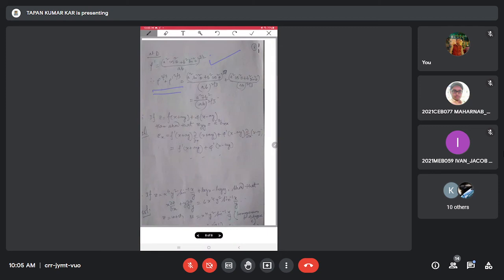The new denominator is the same for both. So if you take the denominator common, the denominator a square sin square theta, a square cos square theta. So a square, b square cos square theta, b square sin square theta. So b square. Hence the proof. This is one very good example.